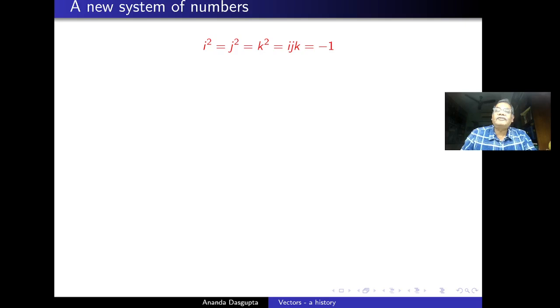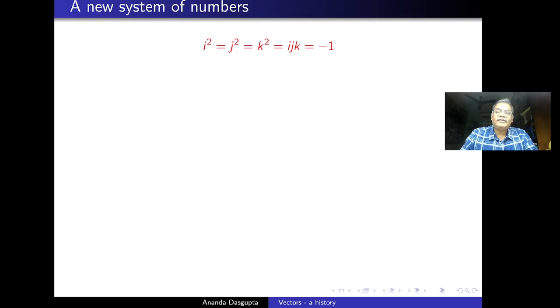This is what the associative character tells us. You can put the bracket wherever you want. Whichever pair you want to handle first, you can. It will not matter. And that is exactly what Hamilton demanded of his new kind of numbers as well.